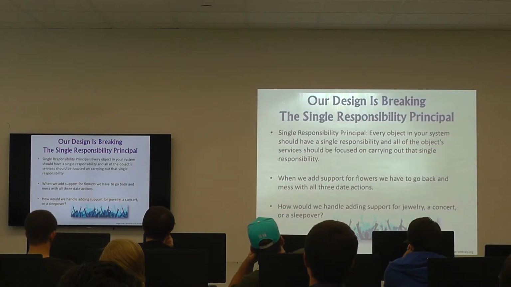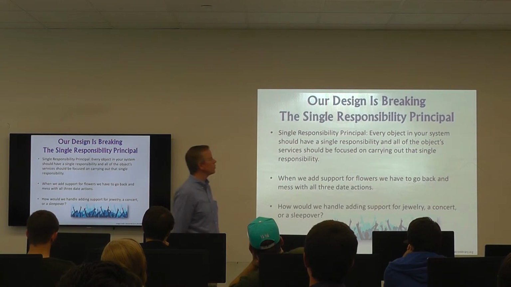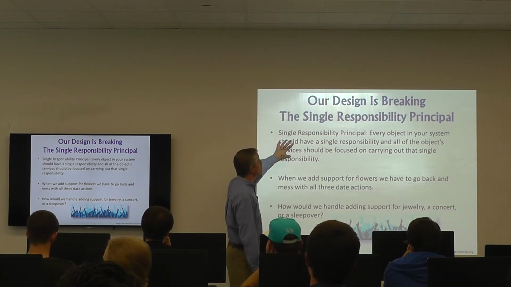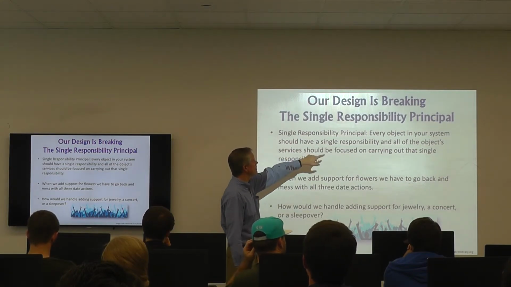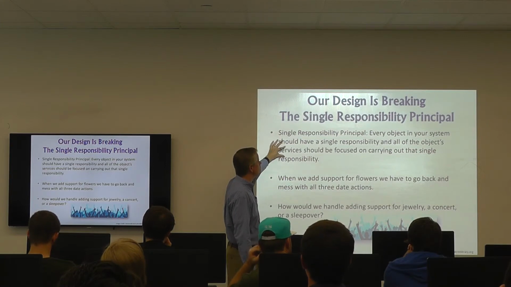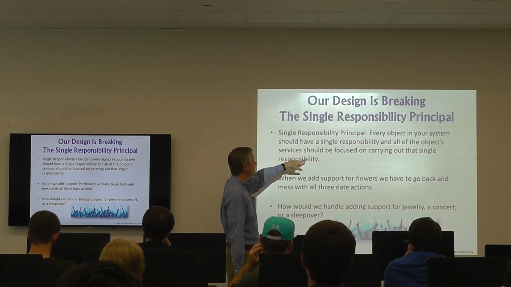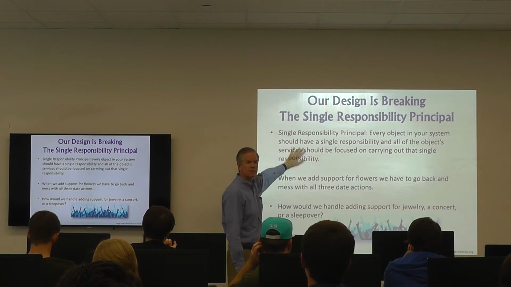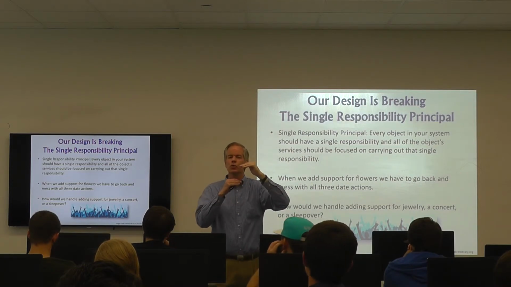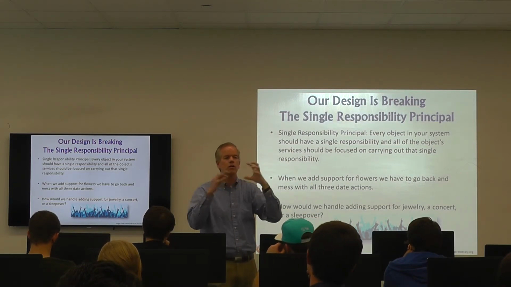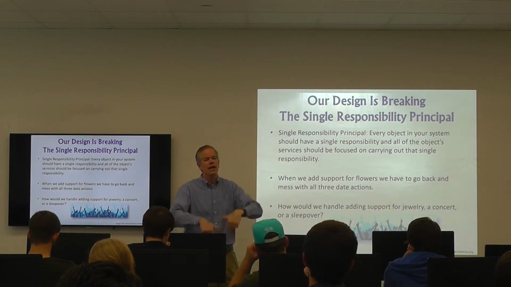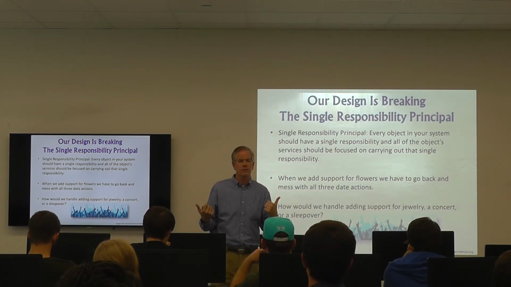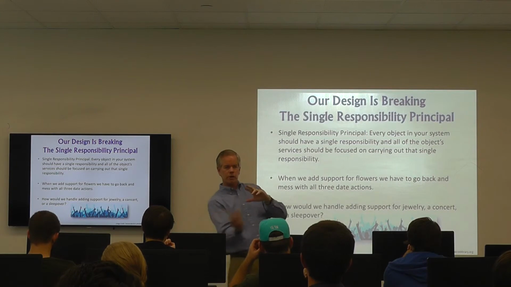Okay. The design that we had was breaking what's called the single responsibility principle. Single responsibility principle says, listen, you want to have a single responsibility for all the services that are going to be carrying out that single responsibility. Basically, a piece of code that you have needs to do one thing. If you try to do a bunch of things in the same piece of code, it's going to make life a lot more complex. Remember, we're trying to set up the date, and we're trying to order flowers.